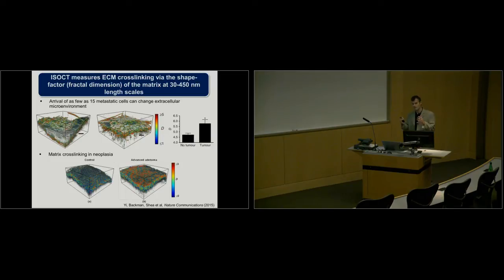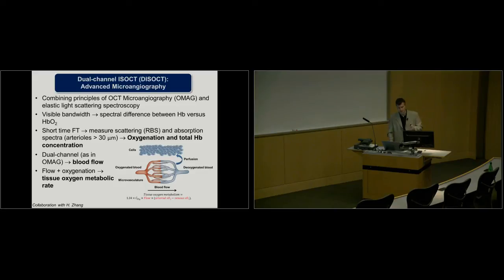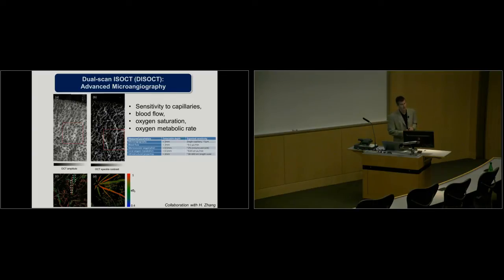These are images of microscopic biopsies from patients with and without neoplasia. You can also observe changes in the ECM in this kind of tissue. Another powerful aspect of this technique is measurement of microvasculature. Essentially, it measures a number of things. You have sensitivity down to individual capillaries. This ISO-CT technique can measure oxygen saturation, blood flow through these capillaries or larger blood vessels, or the metabolic rate around each and every capillary.